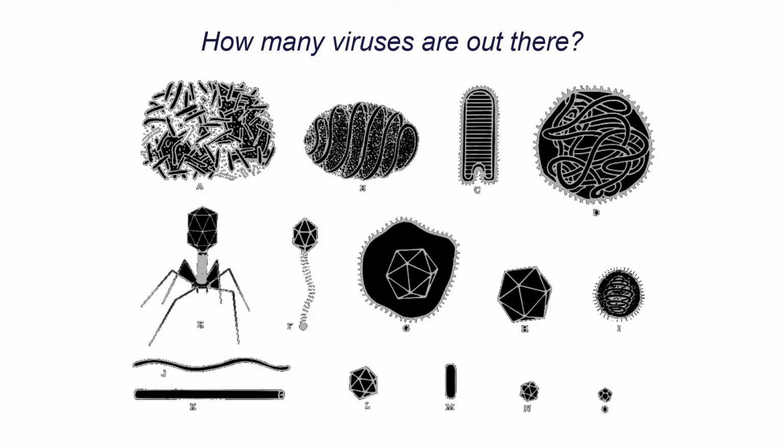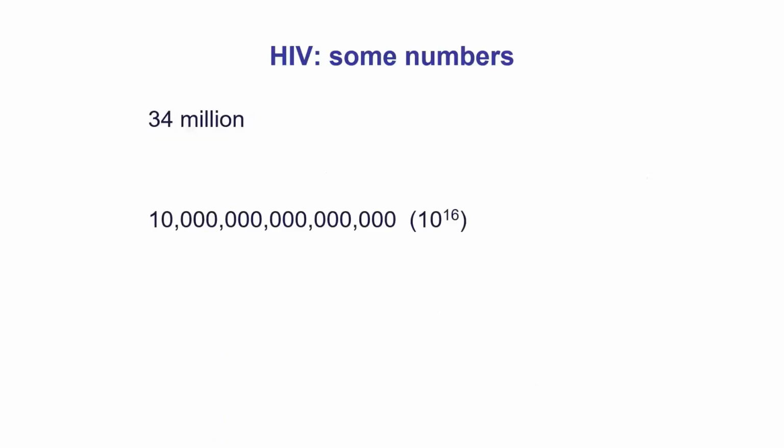Just to give you some ideas of some numbers, let's take a look at one virus. HIV, the human immunodeficiency virus, affects only humans. Here are the numbers. There are about 34 million people currently infected with HIV.